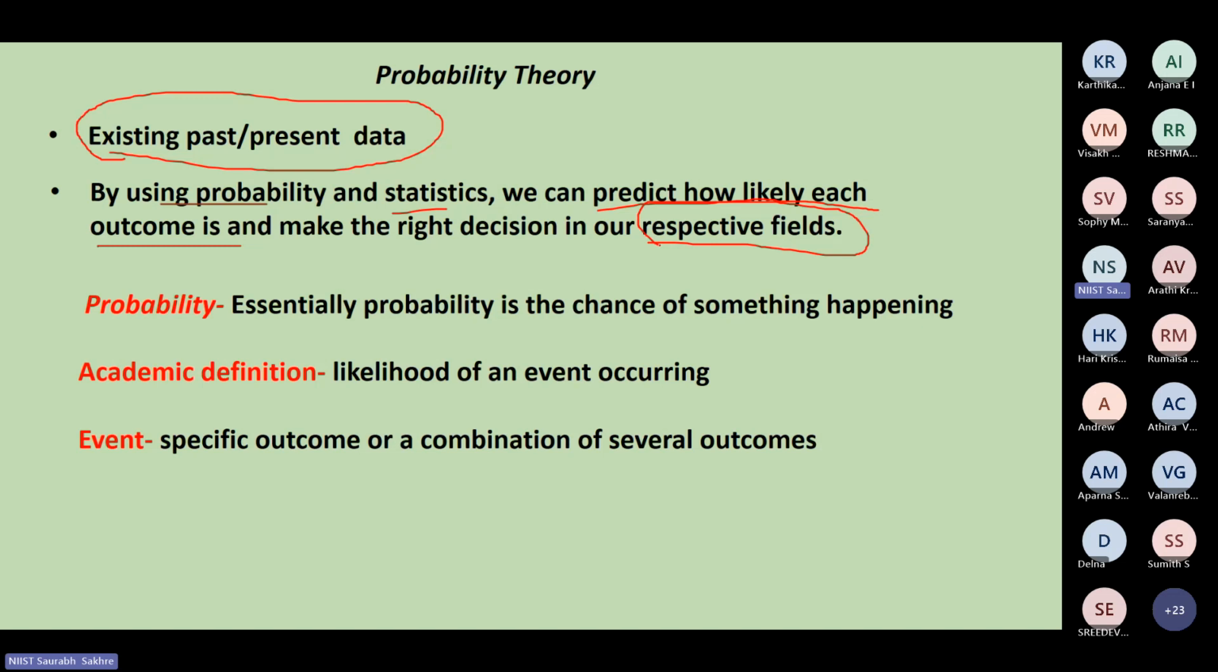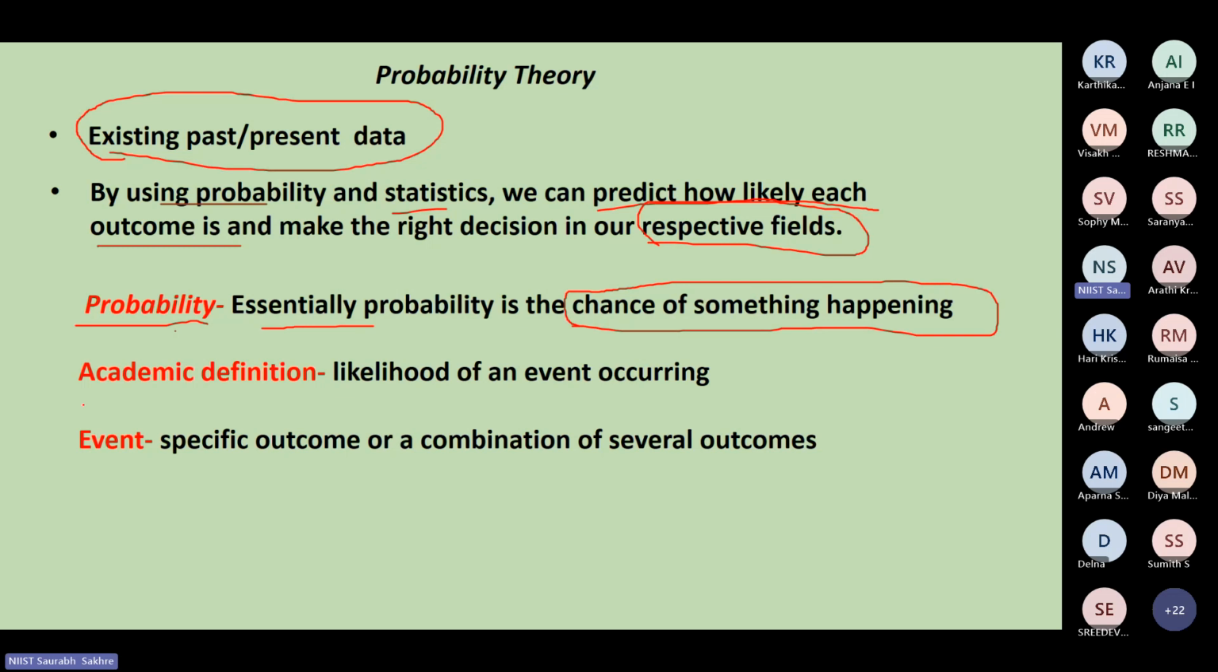So now, what does probability mean? Probability is the chance of something happening. Like, you are saying that today the atmosphere is cloudy. So you can tell your friend that today it may rain. What you are doing is expressing the probability of something happening. That is a general understanding of probability.